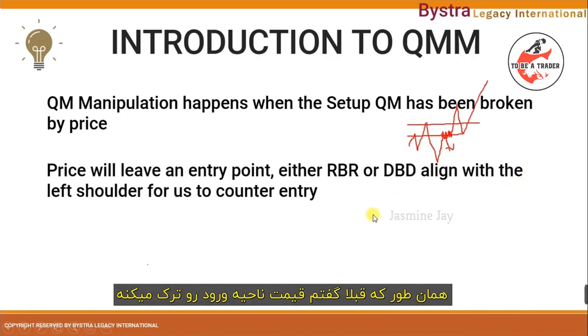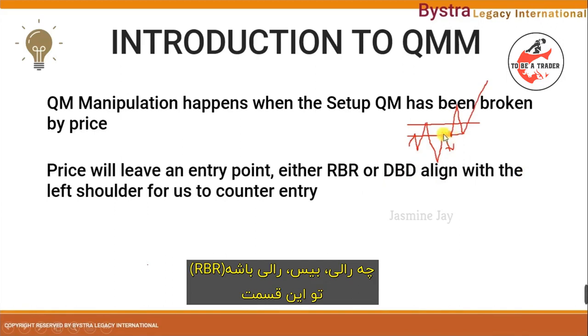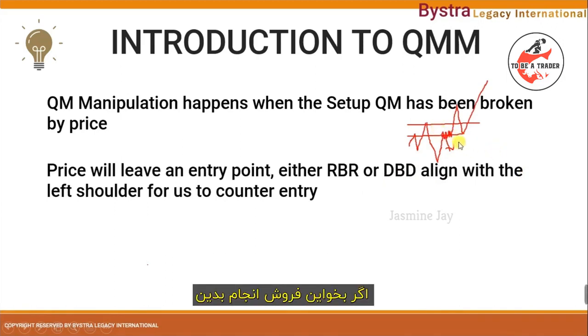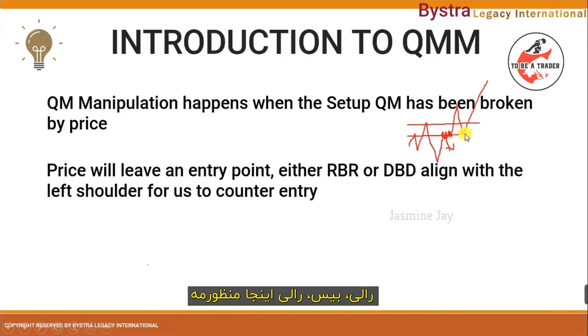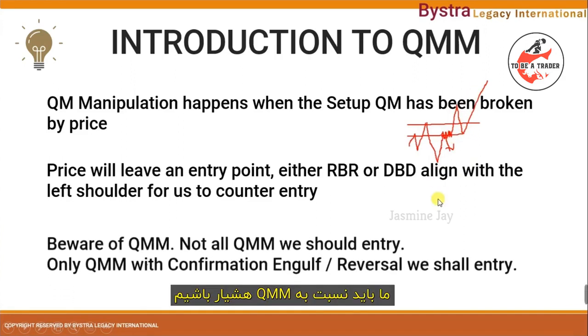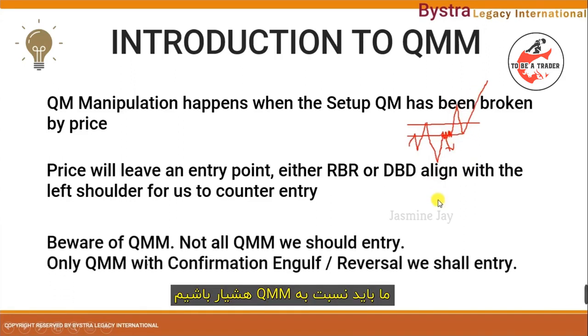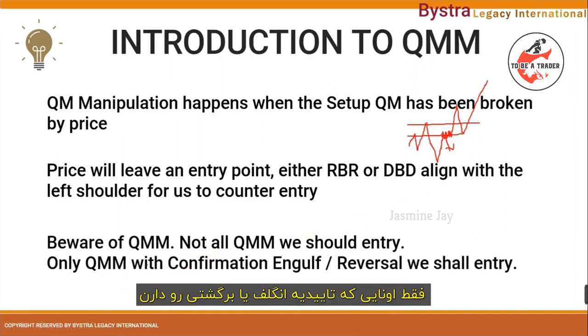As I said earlier, price will normally leave an entry point, either a rally base rally at this point, or drop base drop if you want to sell, aligned with this left shoulder, for us to counter entry when price comes back to this area, this rally base rally here, and will go up. So we have to be aware of QMM. Not all QM manipulation we should enter. The one which only has the confirmation of engulf or reversal, then only we can enter.